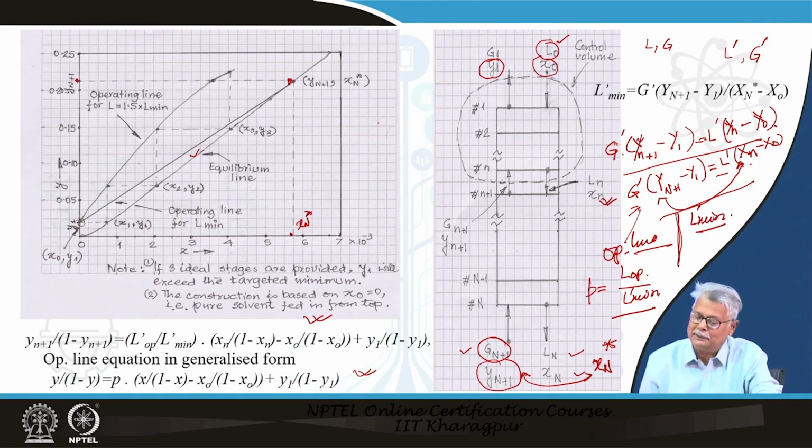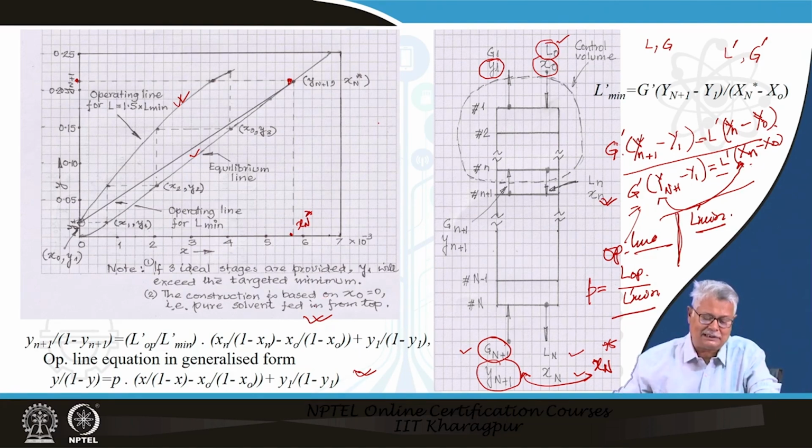And if you have decided typically on a P value which is about 1.5, we are going to operate with L operating, or L dash operating, equal to P into L dash min, or about 1.5 times L dash min. And the corresponding equation we have here, which is also possible to plot here. You will notice one thing, that this operating line is above the equilibrium line in case of the absorption phenomena, and in case of stripping it will be below this.